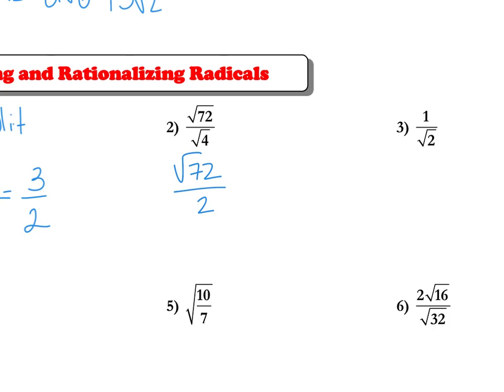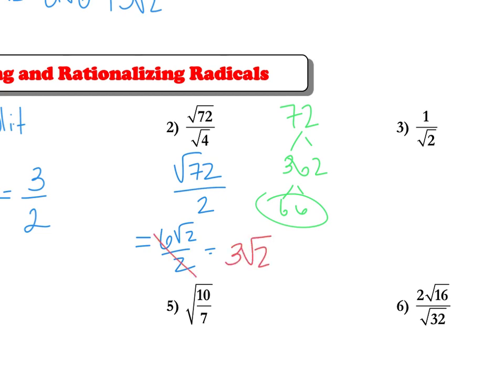So what we do have to see is if 72 can get broken down, which it can. 36 and 2, 6 and 6. I can make a perfect pair of 6s. So 6 root 2 over 2. And then since both of these numbers are on the outside with no plus or minus sign, I can cancel these and make this 3 root 2. Do not cancel from underneath the radical.